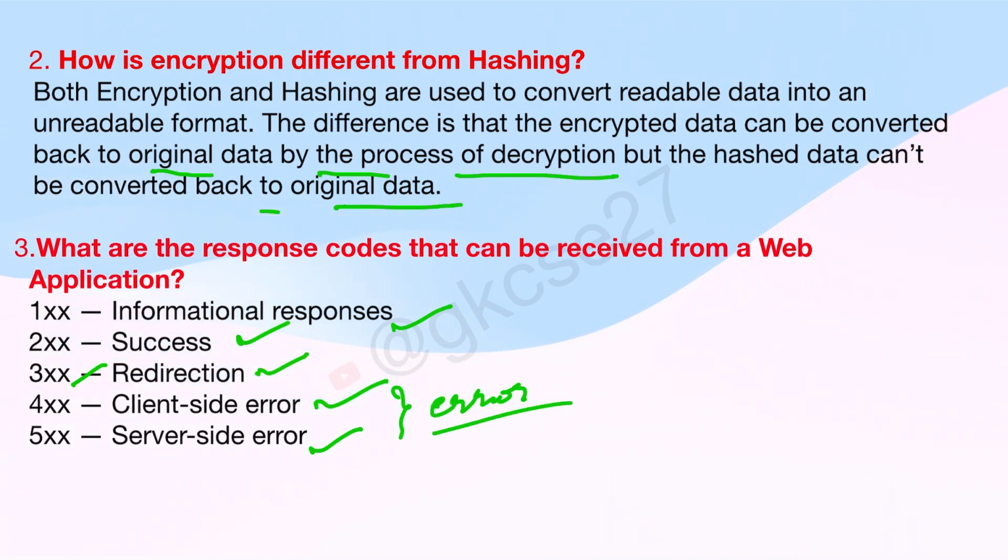Whenever there is an error, you see an error like 402 or 502. A 402 error means client side, that means in your system there is some error. And if it is error type 502, that means there is some error on the server, so you can't do anything.